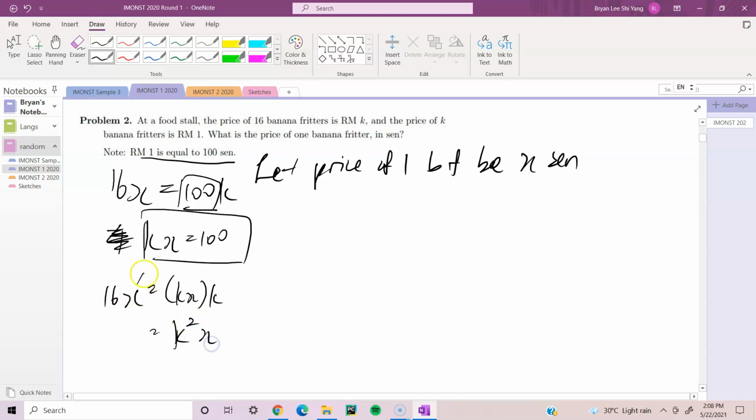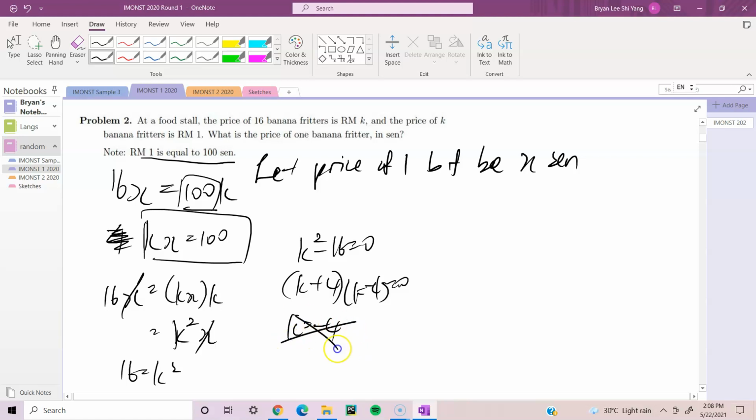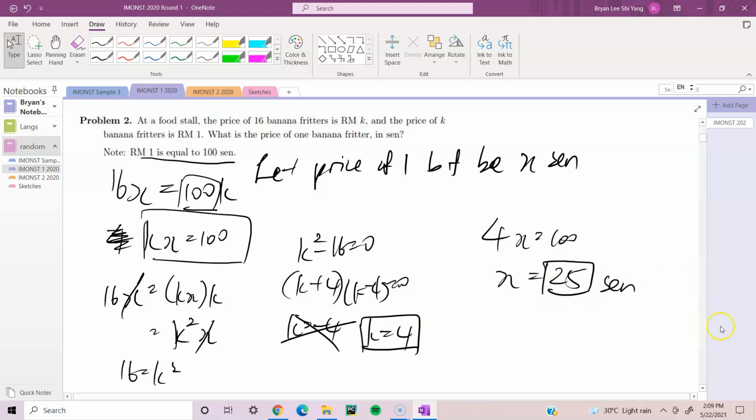k squared x. So we can divide by x on both sides. We will have 16 equals k squared. k squared minus 16 equals 0. (k plus 4)(k minus 4) equals 0. k would be equal to negative 4, but this is impossible because we don't have a negative number of banana fritters, so k can only be 4. So the price of 4 banana fritters is 100 cent. So the price of one banana fritter is just 100 divided by 4, which is 25 cent. So this is the answer to problem 2.